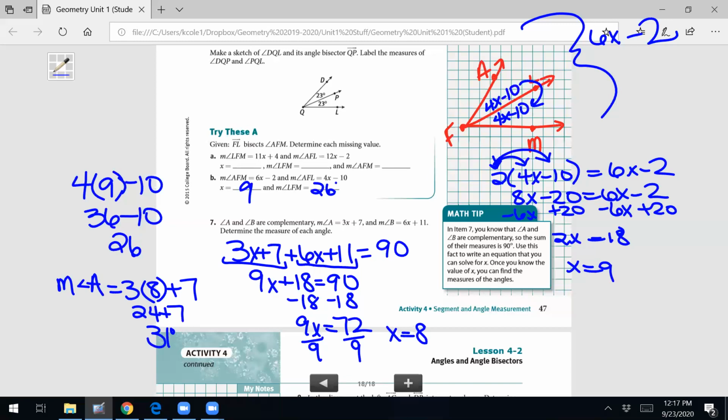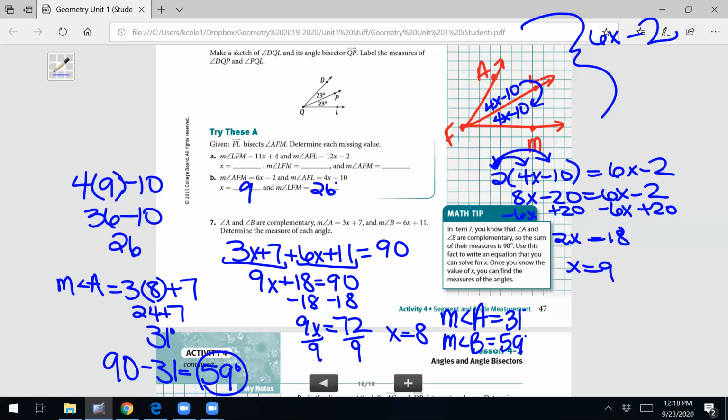Do I need to plug in to 6x plus 11, or can I simply just subtract from 90? Doesn't matter. You're going to get the same answer, so you do whatever fits your fancy. I am going to subtract from 90. What's 90 minus 31? Is it 59? So that's going to be the other angle. So the measure of angle A is 31. The measure of angle B is 59. They are complementary because together they are 90 degrees.